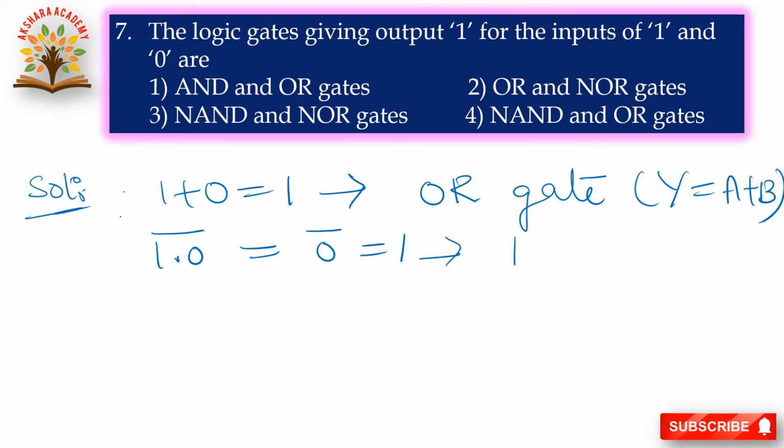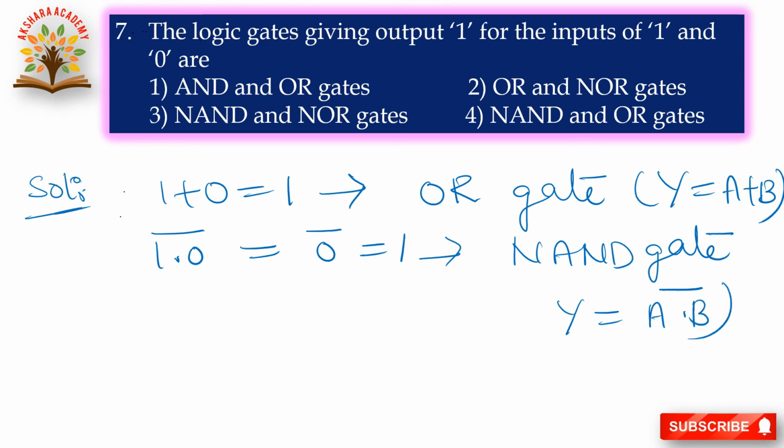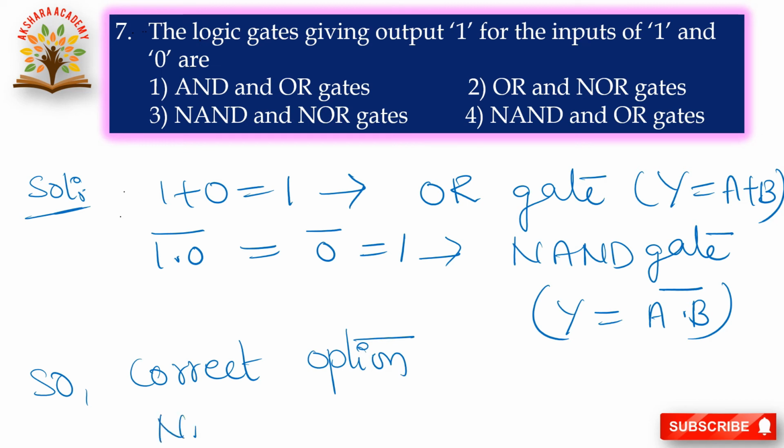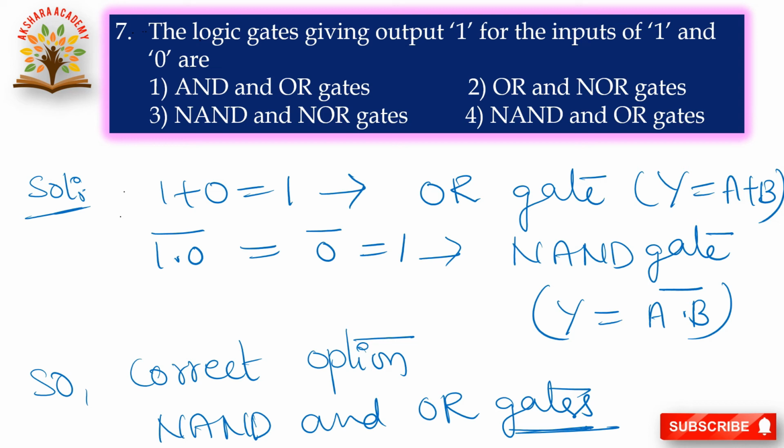This is a NAND gate. So then output Y is equal to (A dot B) bar. Okay. So the correct option is NAND and OR gates. So the correct option is NAND and OR gates. Okay. Next, we will go to the next question.